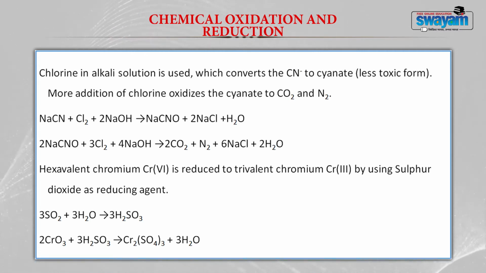Now, likewise, the hexavalent chromium, which is a toxic form, can be reduced to trivalent chromium by using sulfur dioxide as a reducing agent. Now, 3 molecules of SO2 will react with 3 H2O and give 3 H2SO3, and this will react with 2 molecules of CrO3 and give Cr2(SO4)3 and 3 molecules of water.